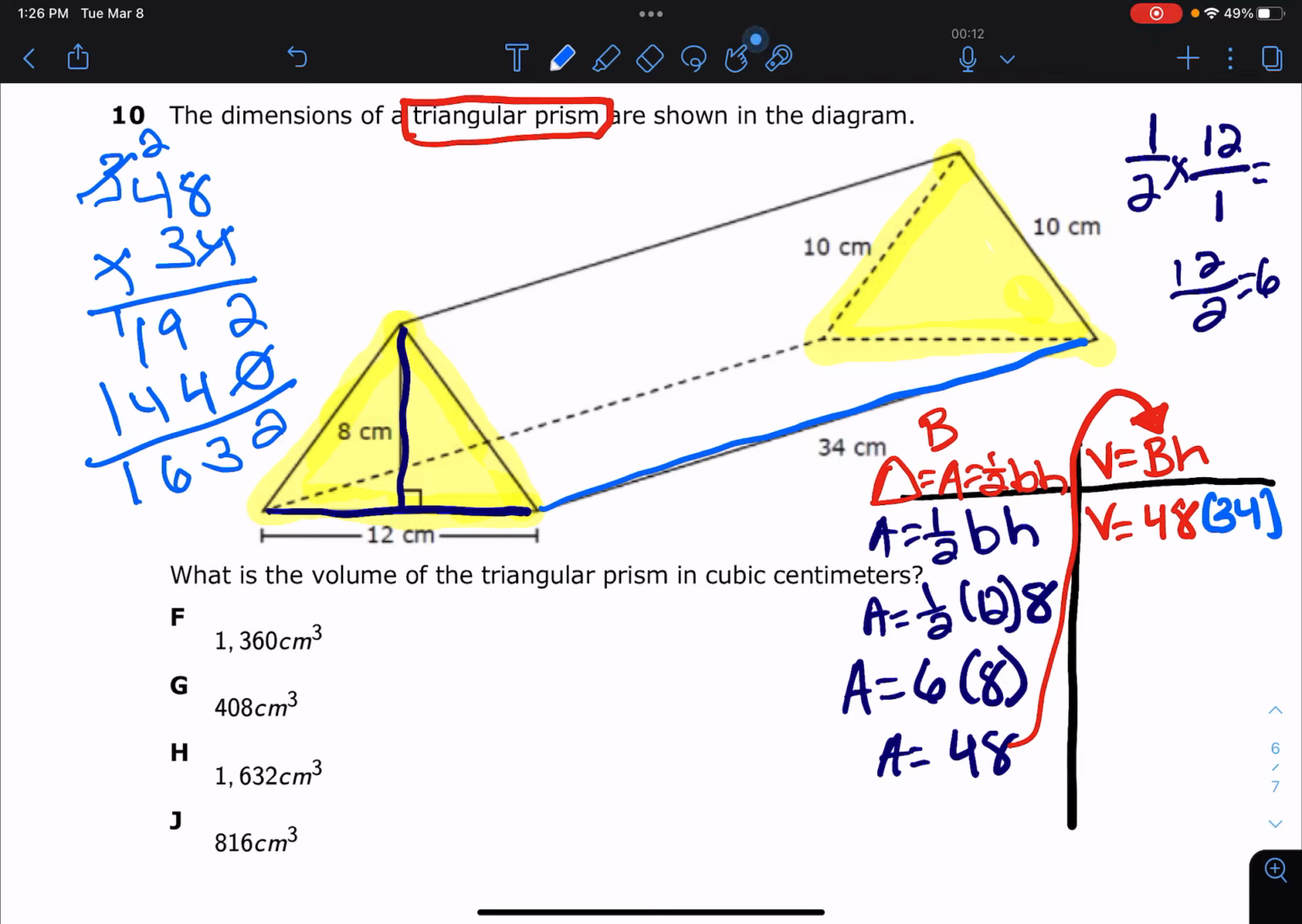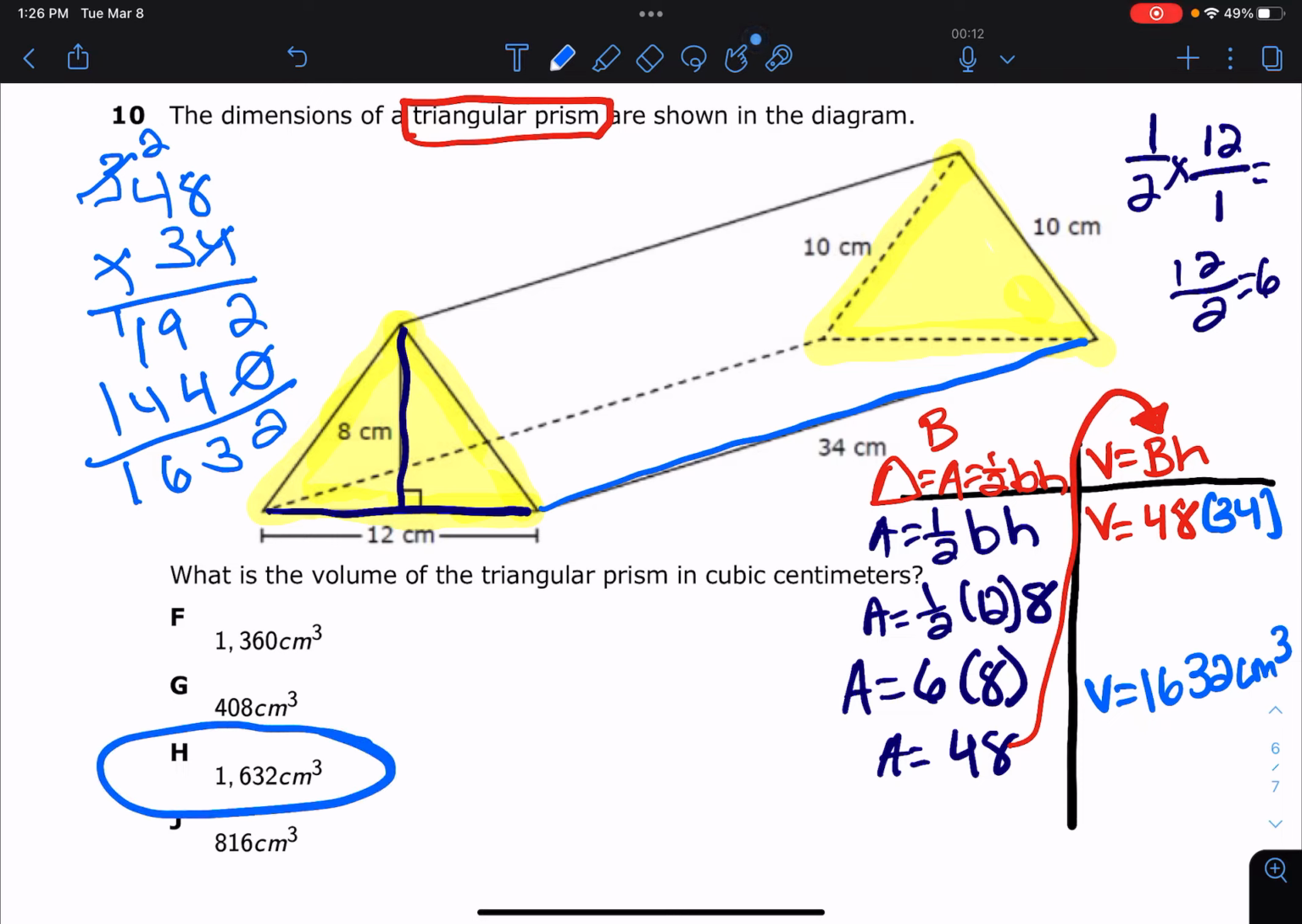So the volume equals 1,632 centimeters cubed. So your answer should have been 8.